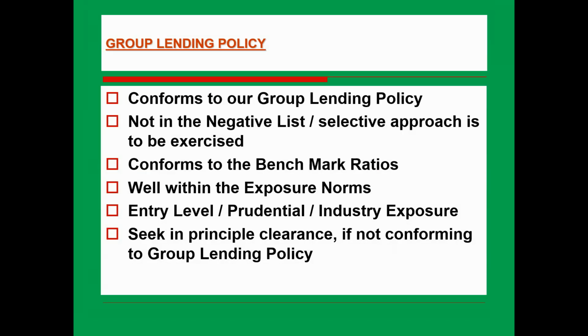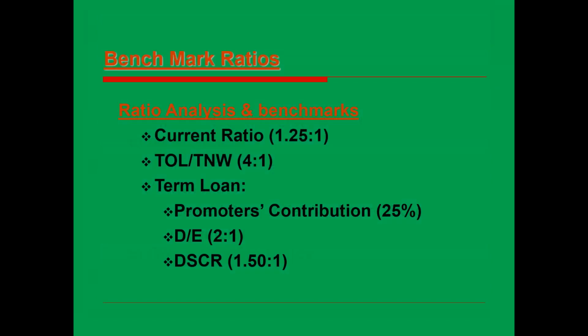The proposal should conform to our group lending policy, not a negative list, a selective approach. So we are financing a group consisting of different entities having similar management, well within the exposure norms, ensure entry level prudential industry exposure, seek in-principle clearance if not conforming to group lending policies.